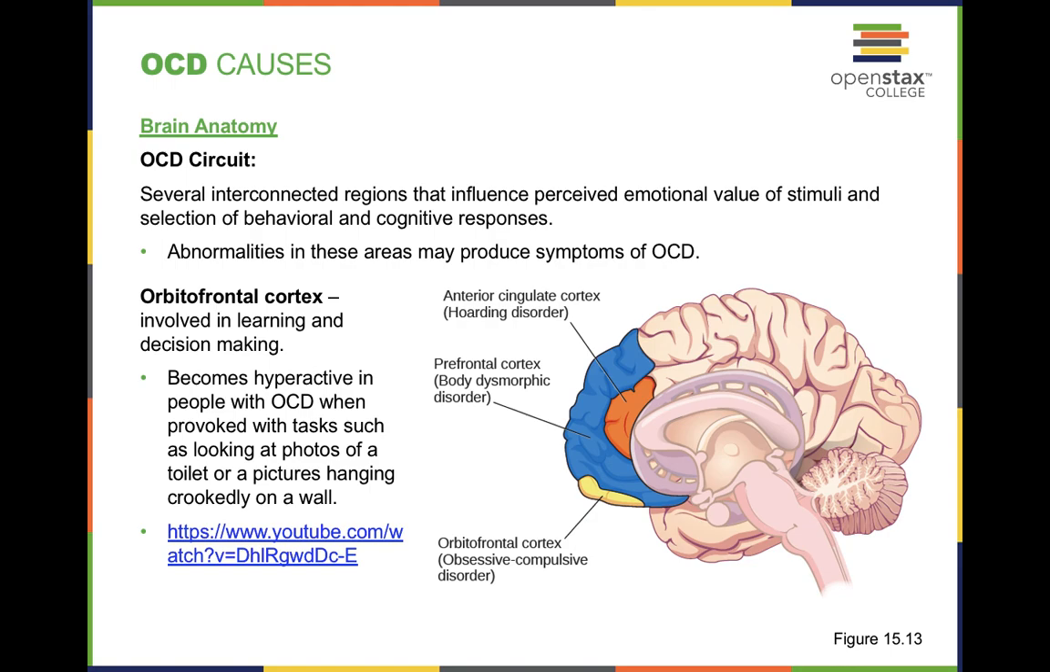this is associated with body dysmorphic disorder, okay? Now, the anterior cingulate cortex, right behind the prefrontal cortex, is associated with hoarding disorder, and the orbitofrontal cortex, right underneath where the prefrontal cortex is, is associated with OCD. So it seems like whenever there's difficulty with those particular areas of the brain, individuals may be at a higher likelihood of developing one of those OCD-related disorders.